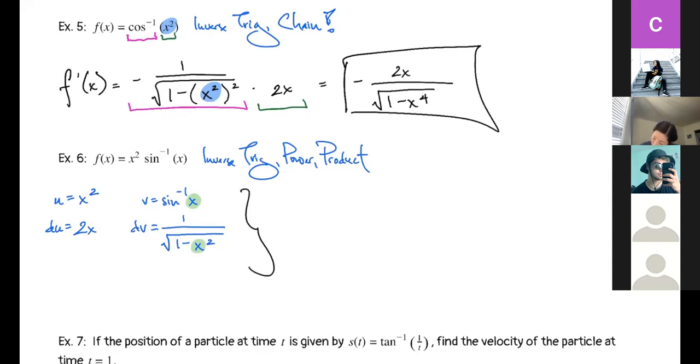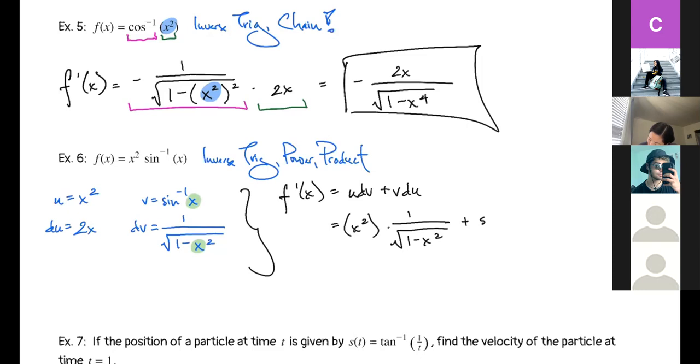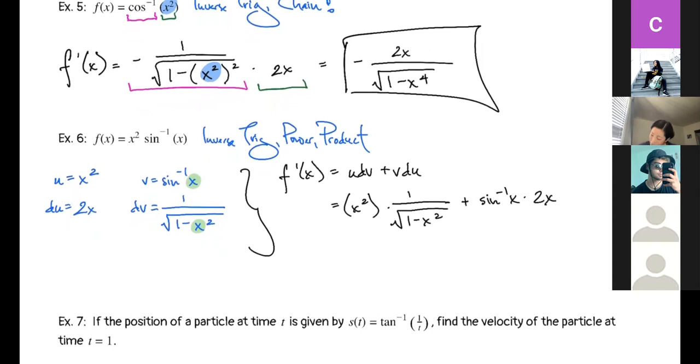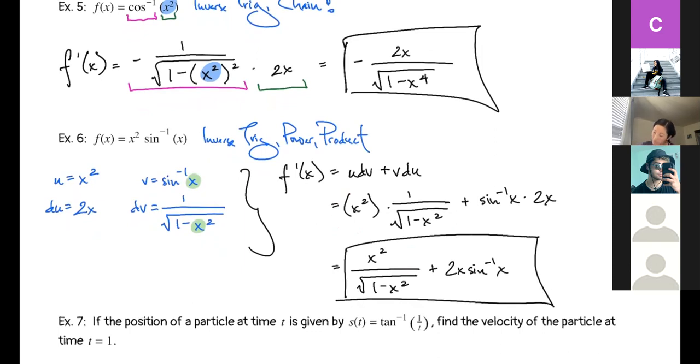All right, let's string this together and get our derivative. U dv plus v du. And we've got x squared times 1 over root 1 minus x squared plus v times du. Okay, and not a ton to simplify here. Maybe just taking this first term and stacking it like a single fraction. X squared over root 1 minus x squared plus 2x inverse sine of x.